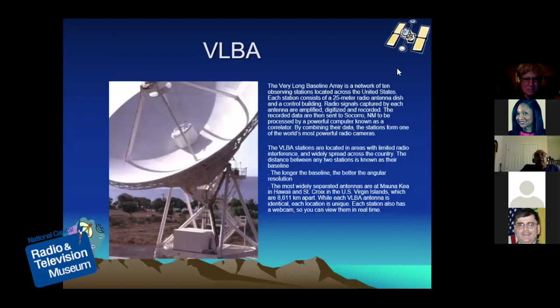The VLBA, Very Long Baseline Array, is a network of 10 observing stations located across the United States. They go from Hawaii to St. Croix in the U.S. Virgin Islands. There's a string of them. And the whole baseline is 8,611 kilometers long, which gives you effectively an 8,600 kilometer diameter antenna. Now, you don't get all the benefits of an antenna that big, but you do get one important thing, and that's resolution. You can really, really get good angular resolution out of the VLBA.